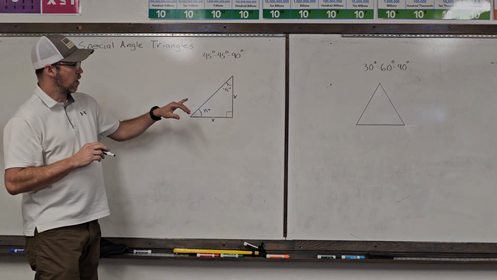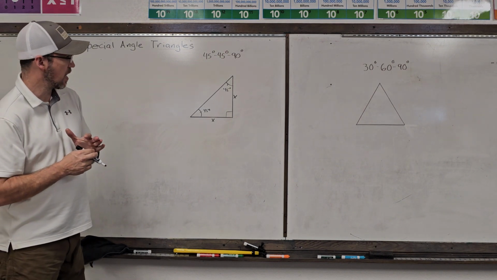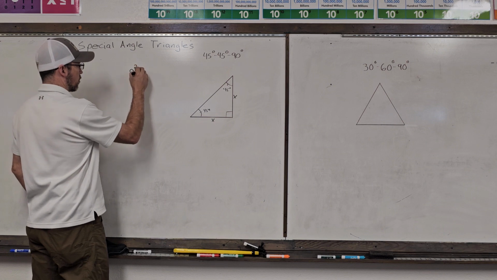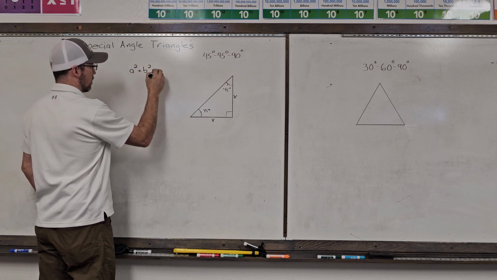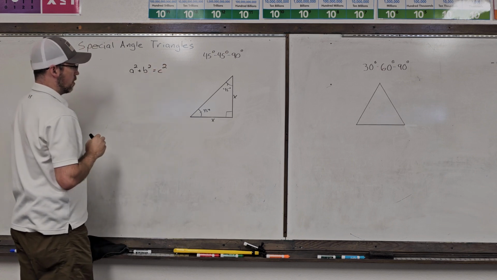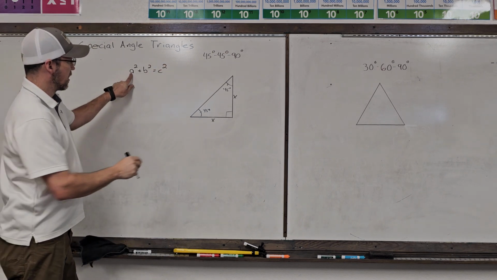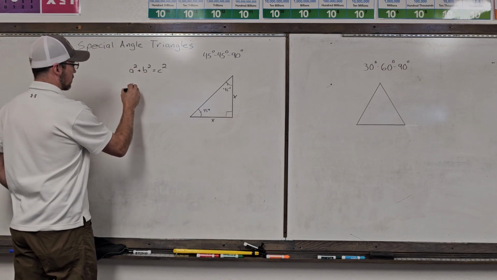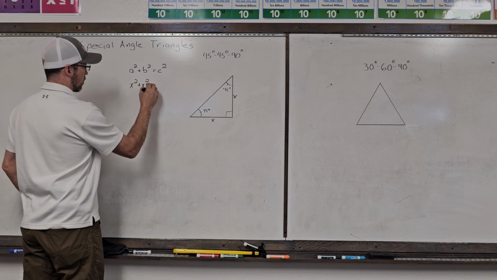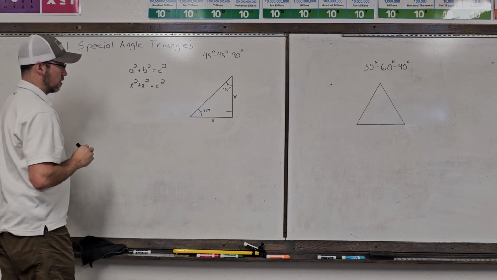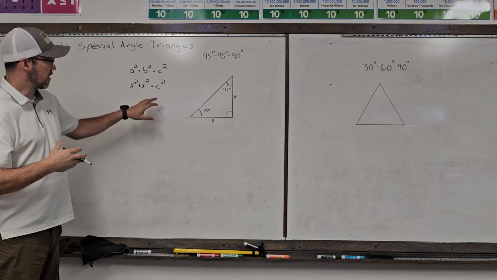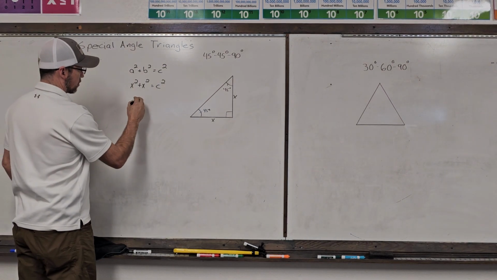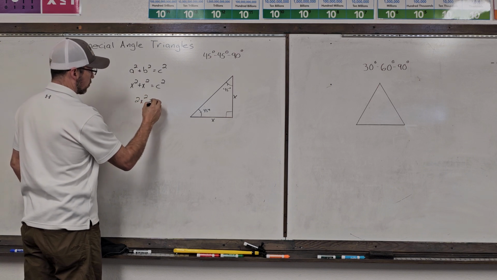So now, we're going to come up with an identity that we can use all the time using Pythagorean's theorem. Pythagorean's theorem says that side a squared plus side b squared equals the hypotenuse squared. In this case, my a is equal to x and my b is also equal to x. So I'm going to get x squared plus x squared equals the hypotenuse squared. So now when I go to solve for the hypotenuse length, x squared plus x squared is 2x squared equals c squared.